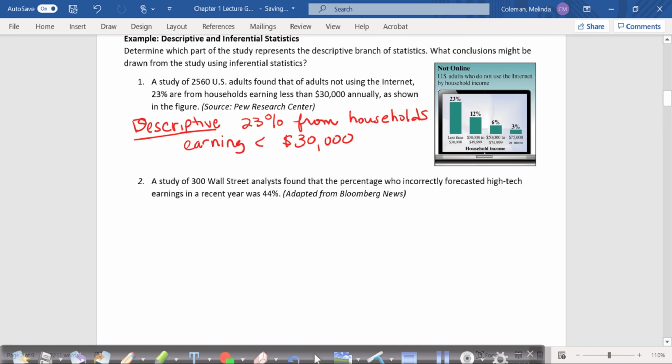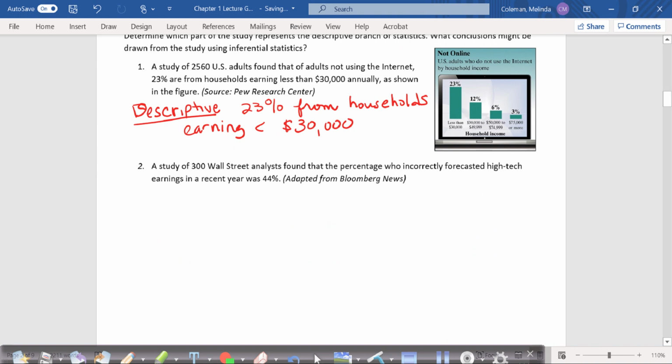Number 2 says, a study of 300 Wall Street analysts found that the percentage who incorrectly forecasted high-tech earnings in a recent year was 44%. So, in this case, 44% is descriptive, similar to what we have above. It is descriptive because we are describing what type of information. However, we have a possible inference here, which would be that stock market forecasts are difficult to predict.